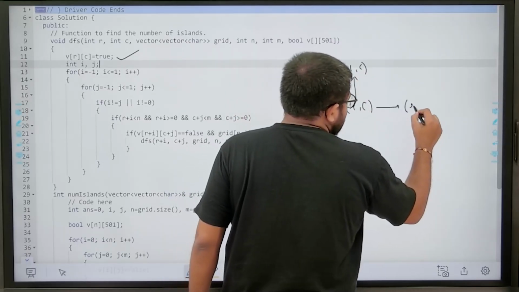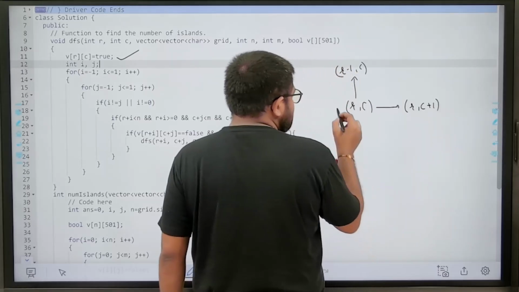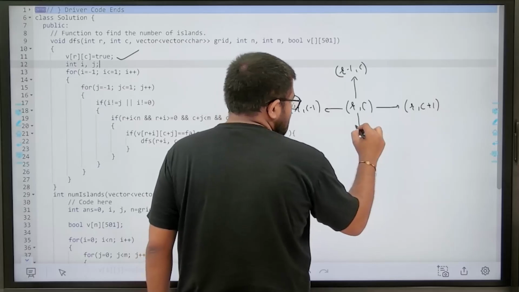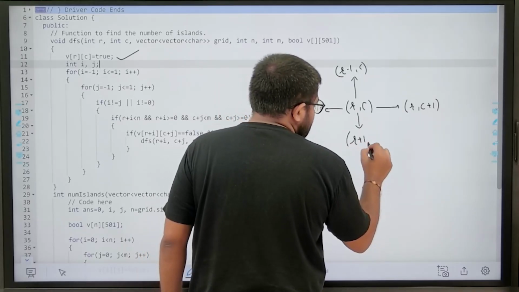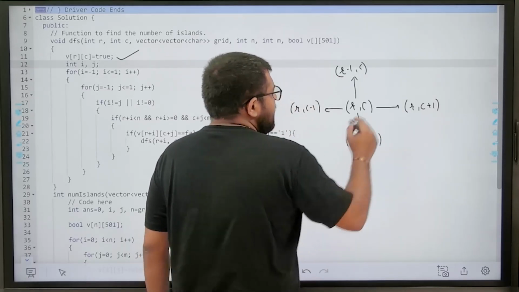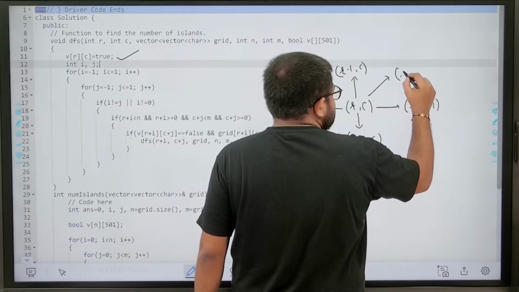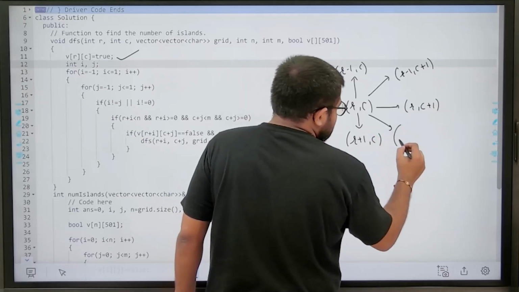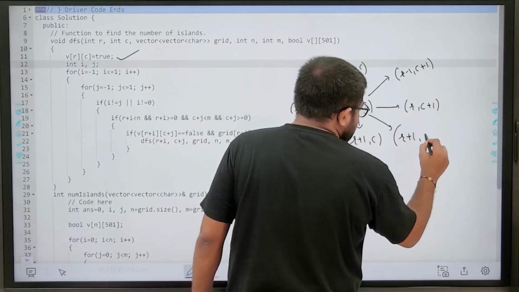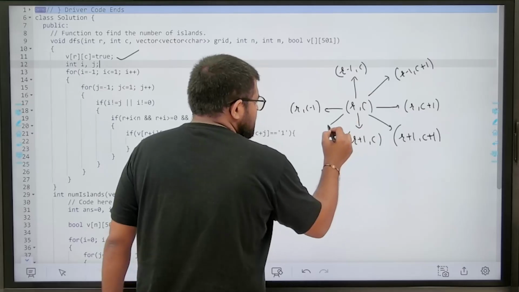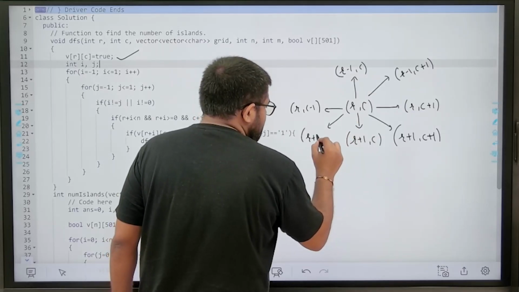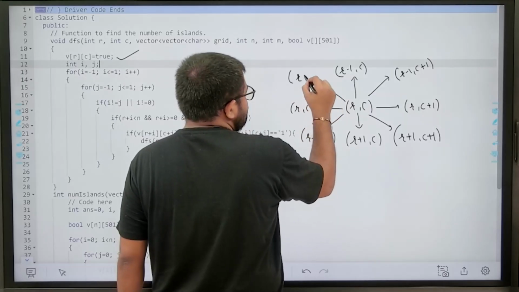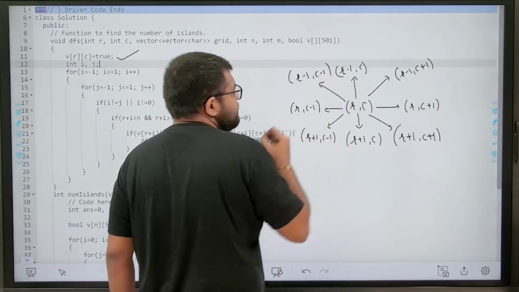This cell is adjacent to it, which has row number R and column number C plus 1. This cell is adjacent to it, which has row number R and column number C minus 1. This cell is adjacent to it, which has row number R plus 1 and column number C. This cell is adjacent to it, which is row number R minus 1 and column number C plus 1. This cell is adjacent to it, which is row number R plus 1 and column number C plus 1. This cell is adjacent to it, which is row number R plus 1 and column number C minus 1. And this cell is adjacent to it, which is row number R minus 1 and column number C minus 1.